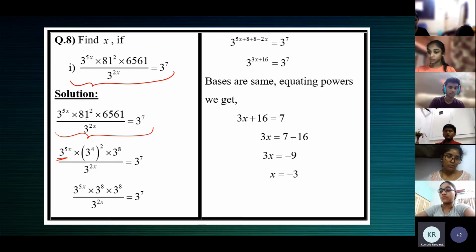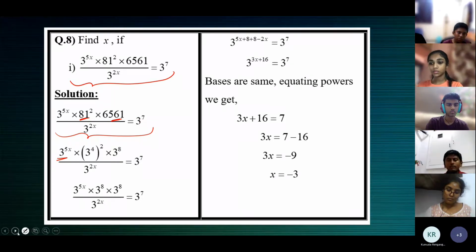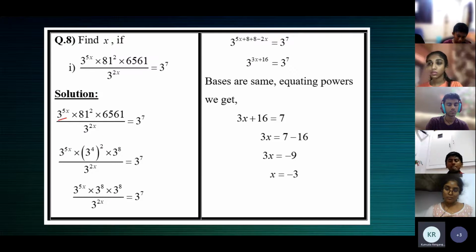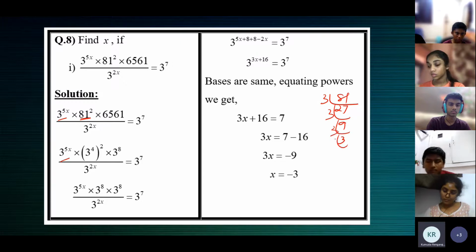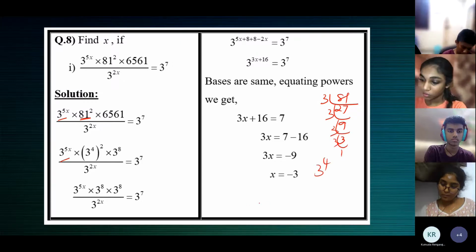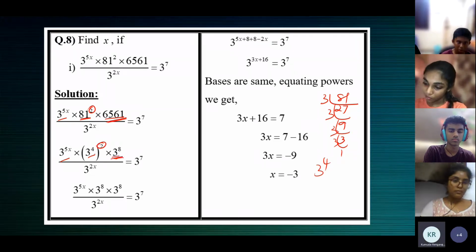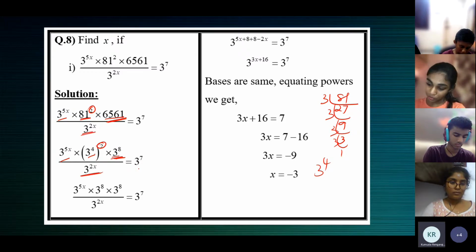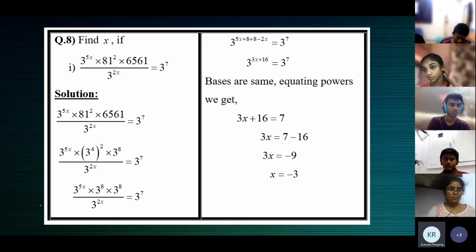Now you have to decide in which base you'll bring all the numbers to. So you know that you can bring 81 to base 3. And when you factorize 6561, you can see that also can be expressed in base 3. So we write all the numbers in base 3. This is 3 to the power 5x. This one, 81, you know, is 3 to the power 4. You find out 81, 3 27s, 3 9s, 3 3s, 3 1s. So 81 is 3 to the power 4, and that squared. This one, just now Sindhu told us, is 3 to the power 8. And this 3 to the power 2x is equal to 3 to the power 7. So we've brought all the numbers to base 3.